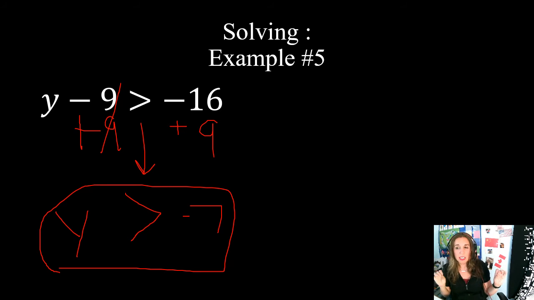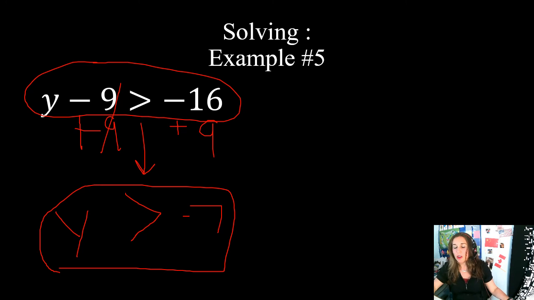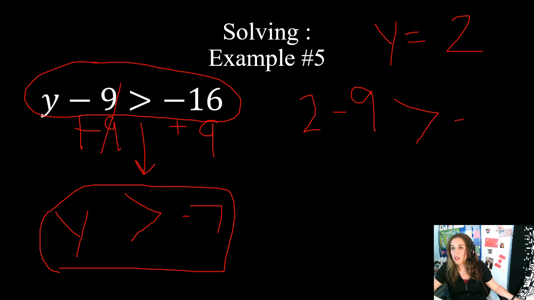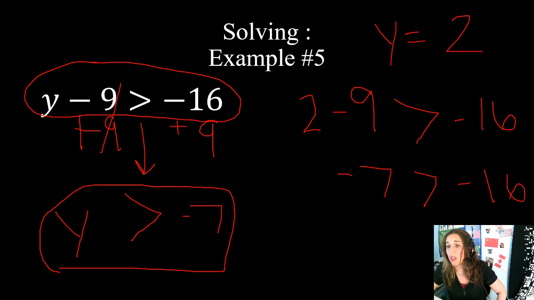But I do want you to just take a second and think about that. That means that any value of y that's greater than -7 will make this relationship true. So let's think about that for a second, okay? So let's think of a value that's greater than -7. Let's say y equals 2, right? If you think about a number line, 2 is definitely greater than, bigger than -7, right? It's definitely to the right of it. So if I plug in 2 for y, 2 minus 9, is that greater than negative 16? Let's see, 2 minus 9 is negative 7, and negative 7 is for sure greater than negative 16.